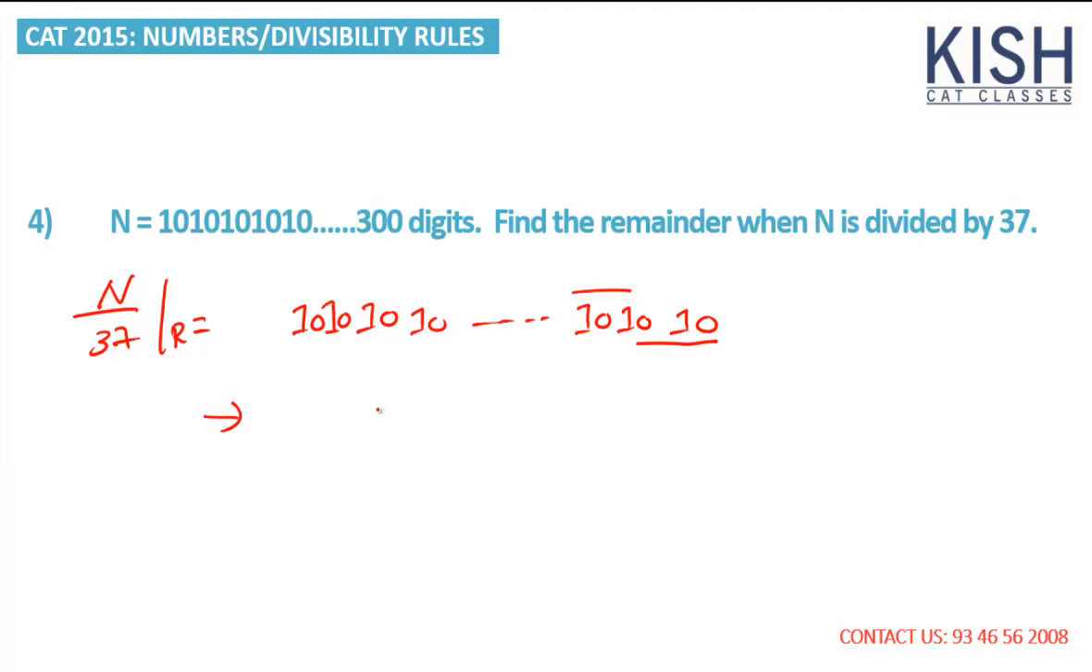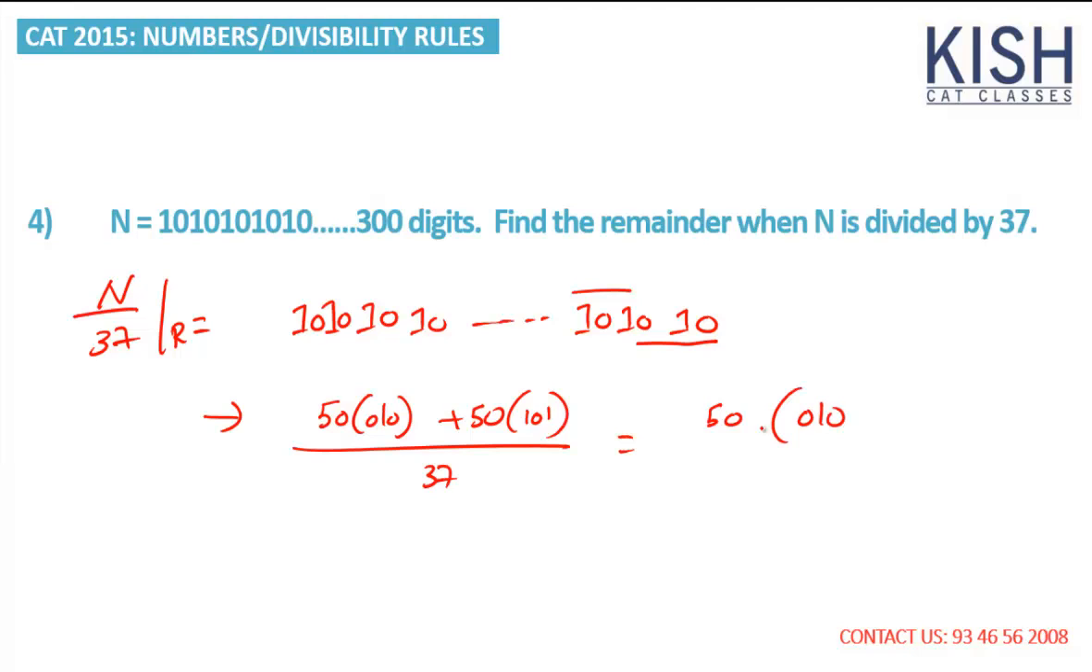It means that 50 clubs, the value is 010. Another 50 clubs, the value is 101, and it's divided by 37. So that's going to be 50 times of 010 plus 101 divided by 37. That's going to be 50 times of 111 divided by 37.